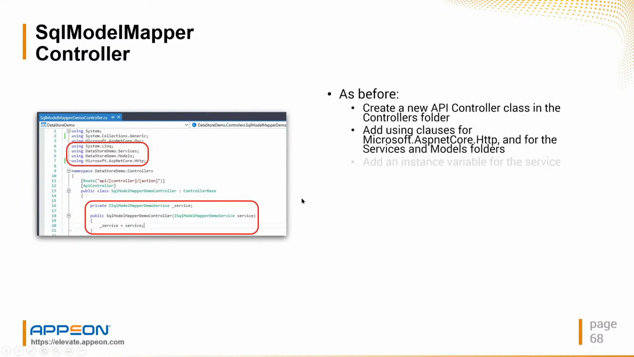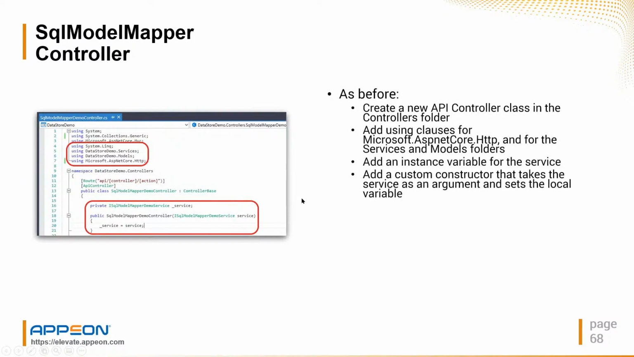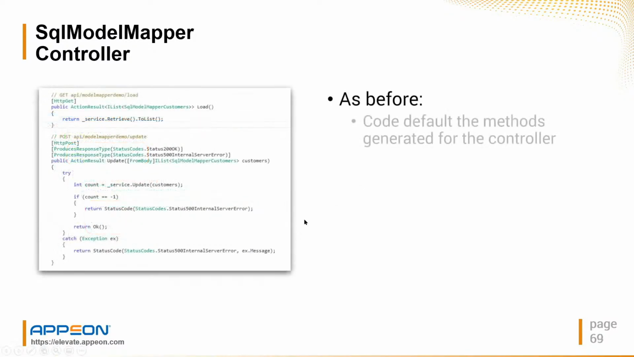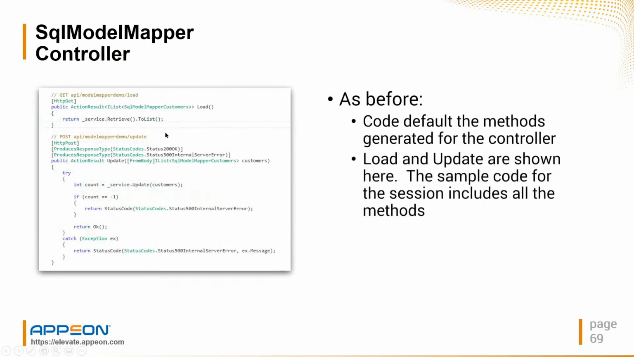Okay, now we're going to create a controller. As before, you're going to create an instance variable for the service. You're going to create a custom constructor that takes the service as an argument and sets it to the instance variable. We don't need to add dw.net.data here because we're not using the DataWindow, the DataStore. And then, as before, when we created the Web API controller, it actually created some sample code for us that we could just modify.